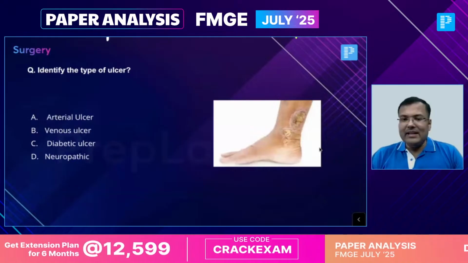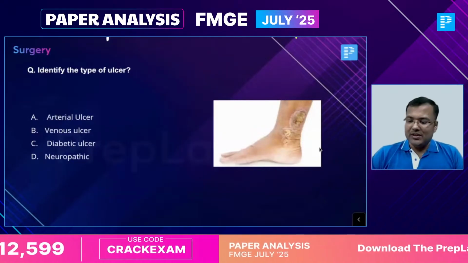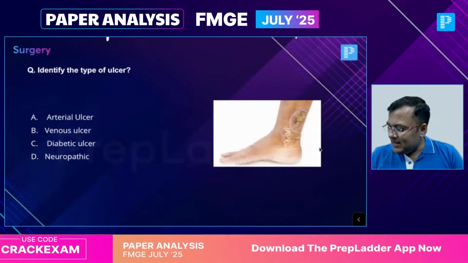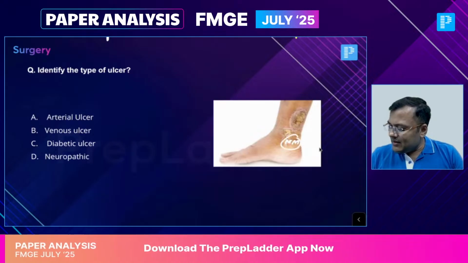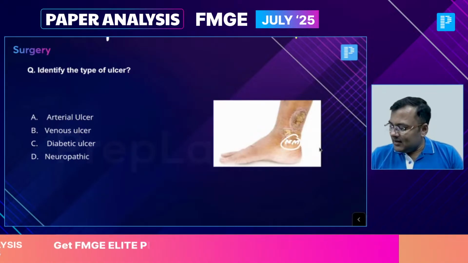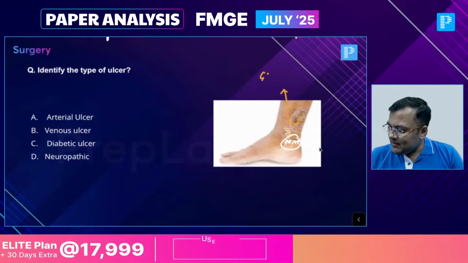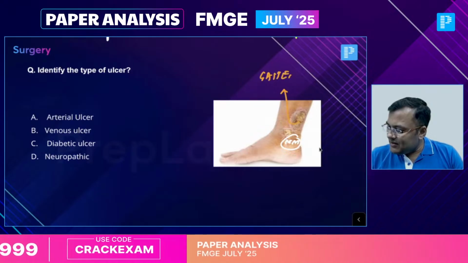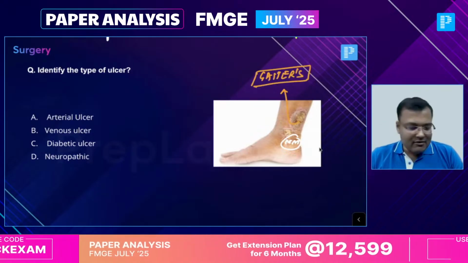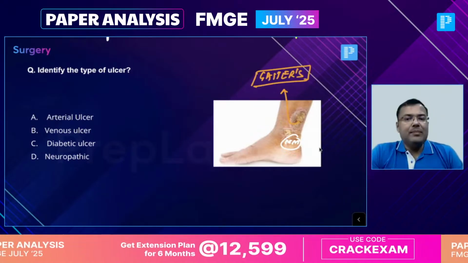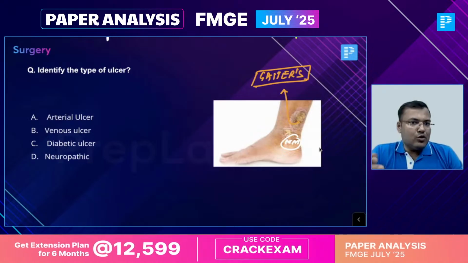Next, identify the type of ulcer. First, tell me the location. Which region is this? This is the medial malleolus, right? So, guys, which region is this? You know, this is gaiters. So this is the gaiters region. Tell me, what is this ulcer? So typically, this is a venous ulcer, which has a sloping edge.